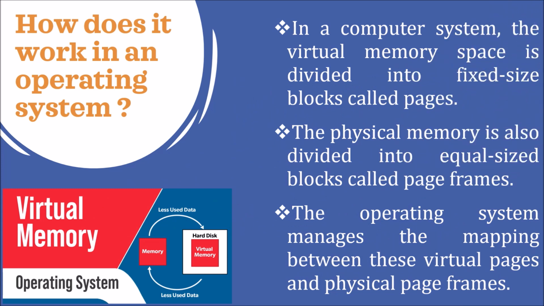In a computer system, the virtual memory space is divided into fixed-size blocks called pages. The physical memory is also divided into equal-sized blocks called page frames. The operating system manages the mapping between these virtual pages and physical page frames.